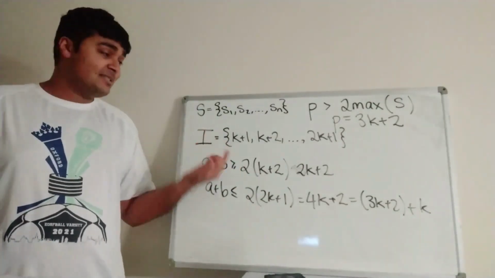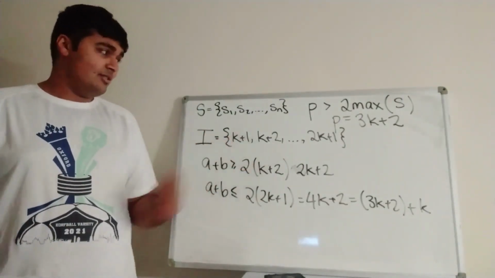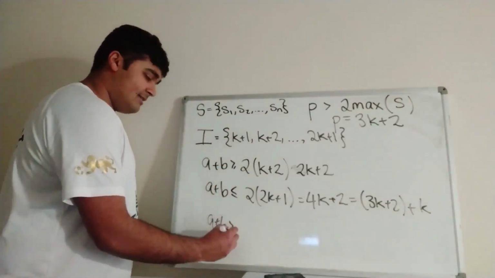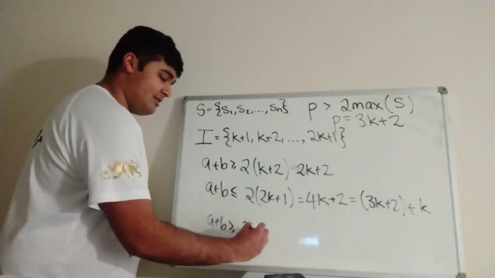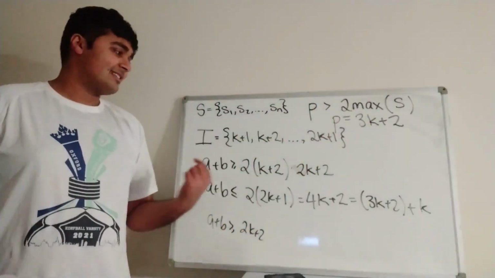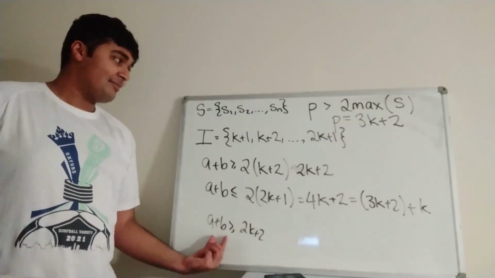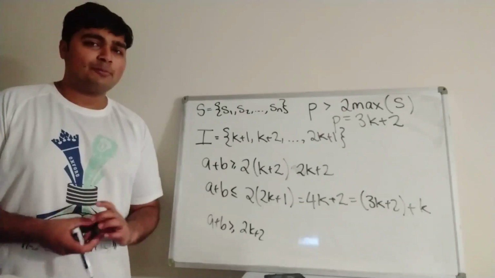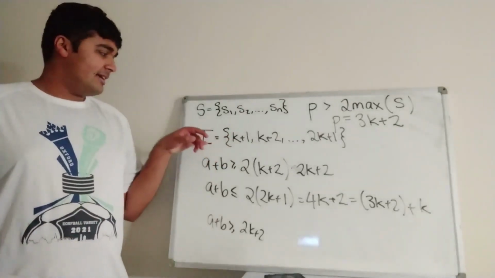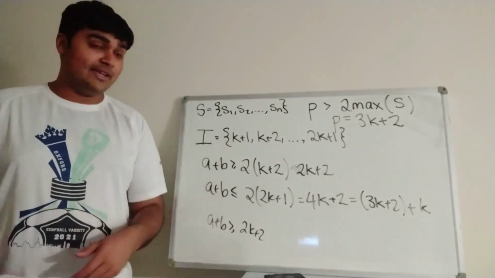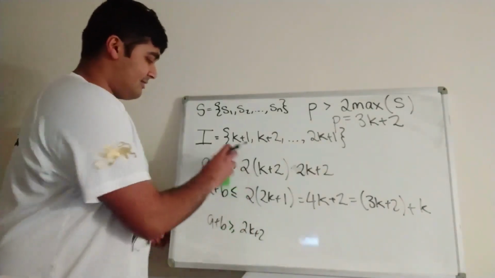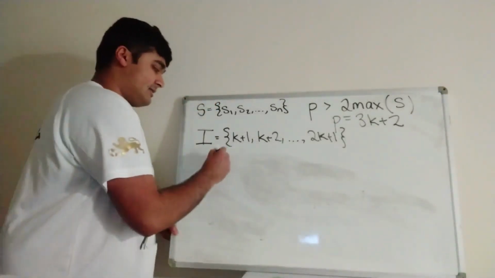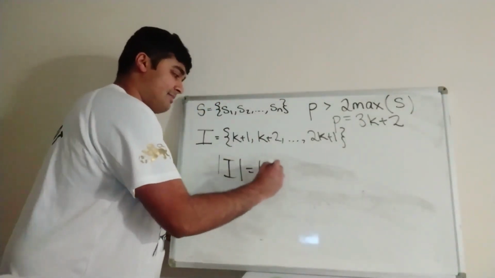So I is really nice because it's sum free normally, and you can check that because if you take any two elements, say a and b, they're going to sum up to at least 2k plus 2, and that's certainly going to be on the right of this guy. So it's sum free normally, but by this argument it's also sum free mod p. So we found an I which is sum free mod p, and one thing we should notice is that the size of I is k plus 1.